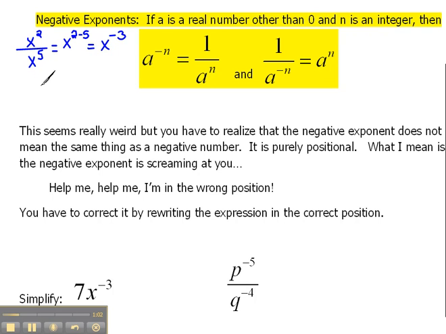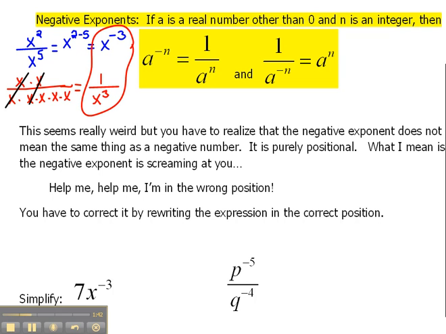X squared, let me do this in red here so we can see the difference. X squared would be x times x, and x to the fifth would be 1, 2, 3, 4, 5 of those x's. Now, we have a common set of factors on top and bottom that we could cancel out. We could cancel out this set of x's, and we could cancel out this set of x's. So what we're left with on top is not nothing, but a 1 over, and on bottom we have x multiplied to itself 3 times. So these are the exact same thing.